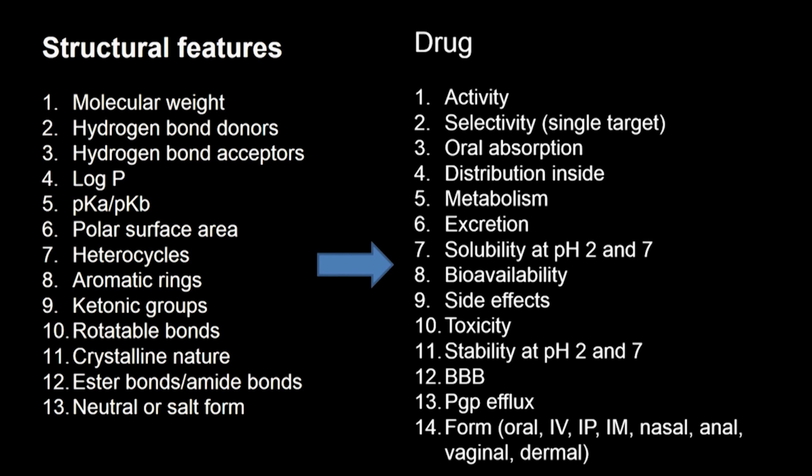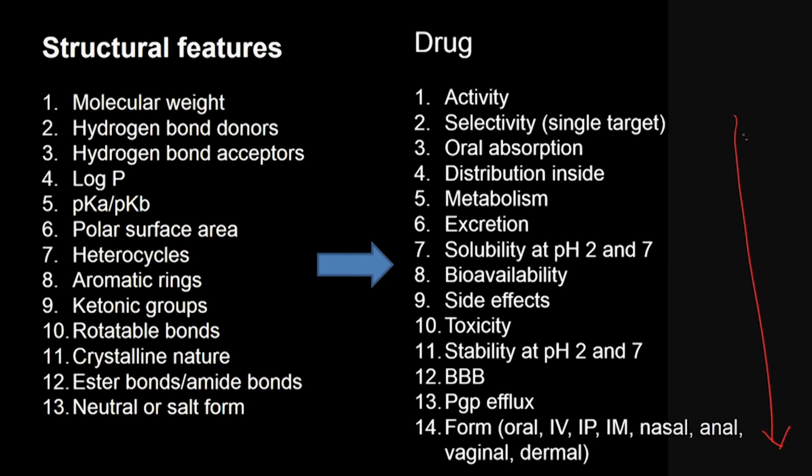So, these structural features or descriptors determine various properties of the drug. As a medicinal chemist, you should be able to play with these to arrive at these, and of course, activity is the most important, but you cannot forget all these. These are all very important for a drug to cross the FDA approval. So, these structural descriptors determine all these parameters.